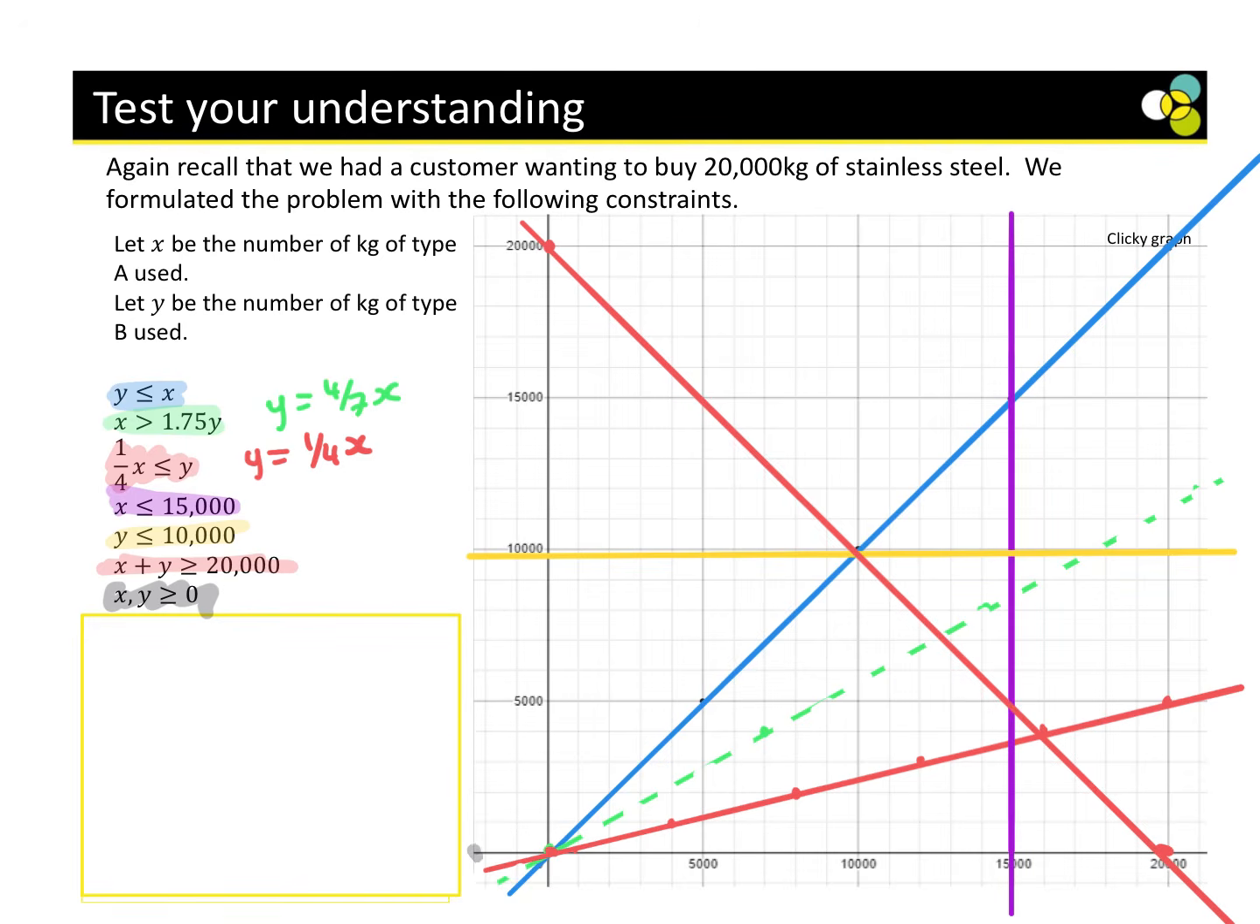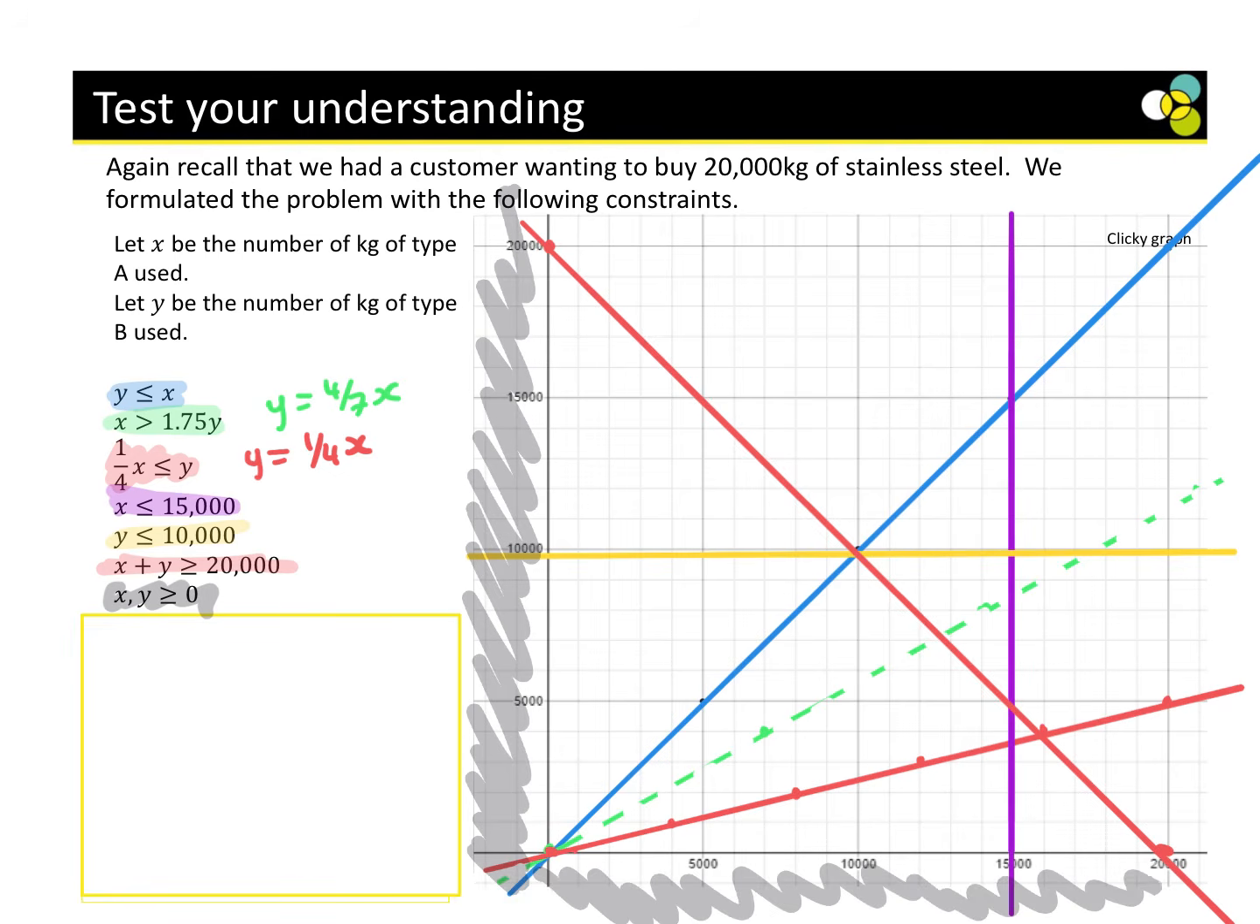Okay, so first of all, is everyone happy with the x and y being positive? Yeah? Okay, so now y has to be less than x. Does anyone remember? Am I shading above or below the line? We want below the line, so I shade above the line, so the blue line.